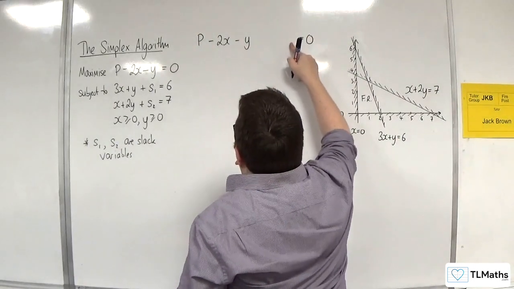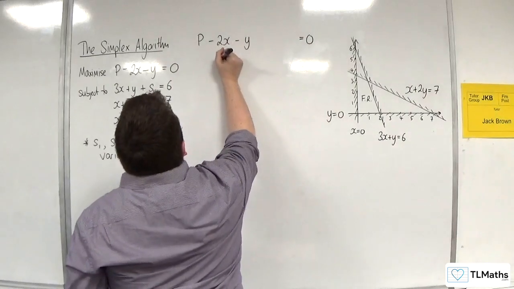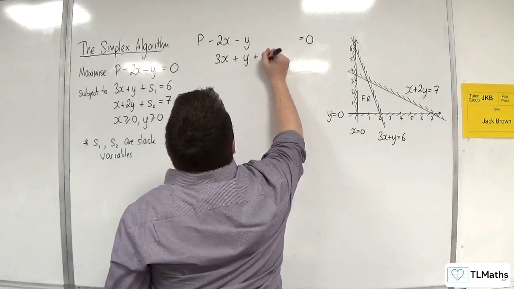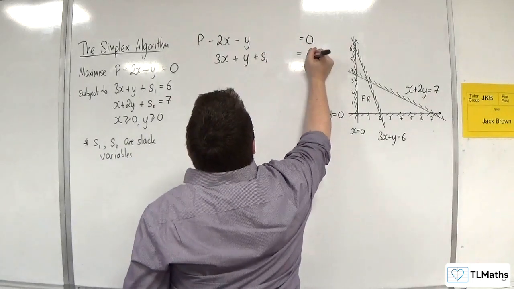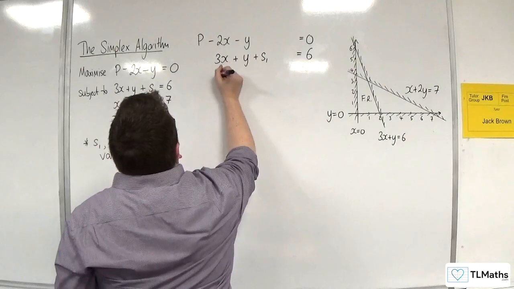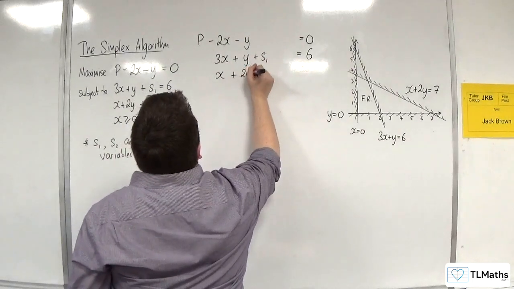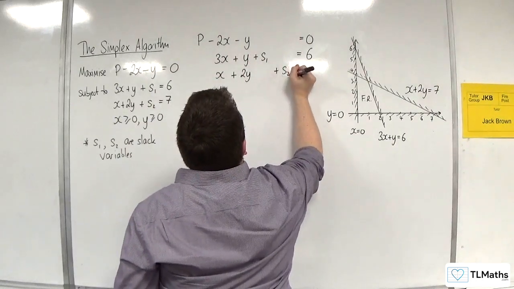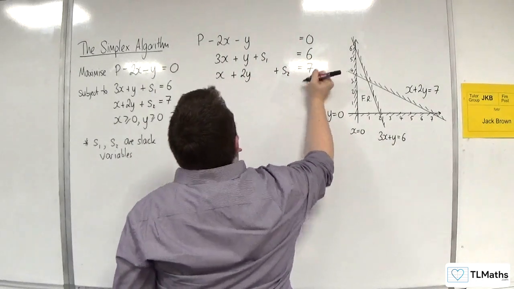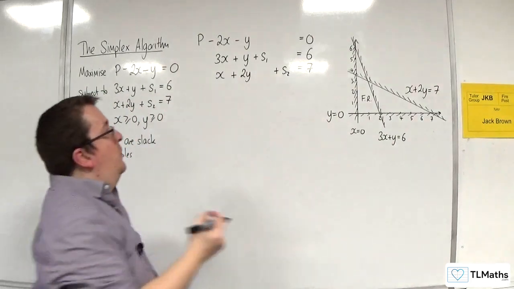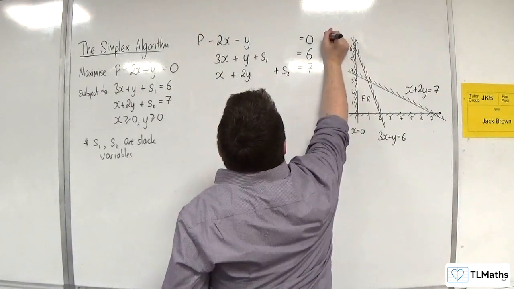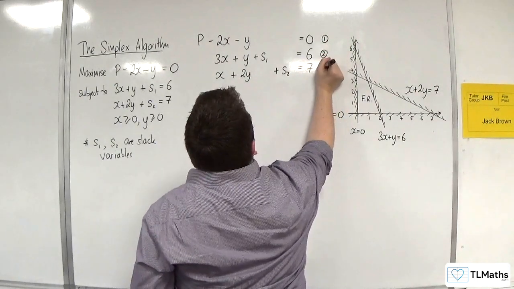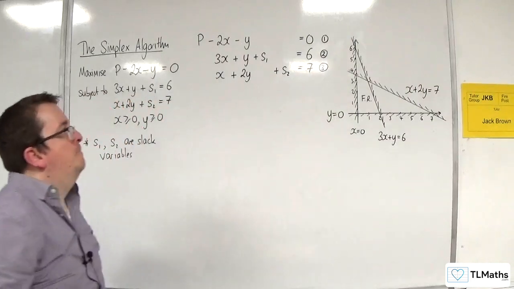There's a reason why I've left a gap. I've got 3x plus y plus s1 is equal to 6. And I have x plus 2y plus s2, let me just pop it here, is equal to 7. And these are the three equations, and just like you would in the elimination method for simultaneous equations, I'm going to number them 1, 2, and 3. Okay?